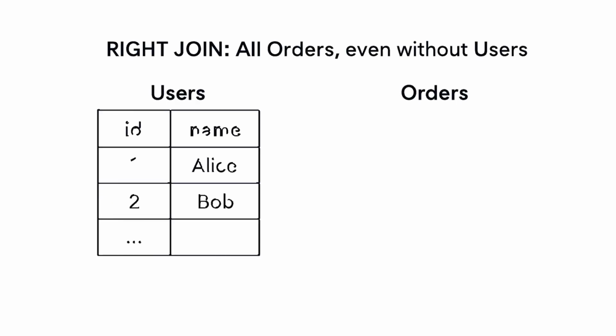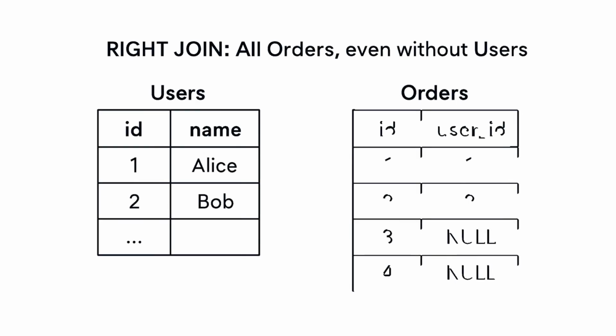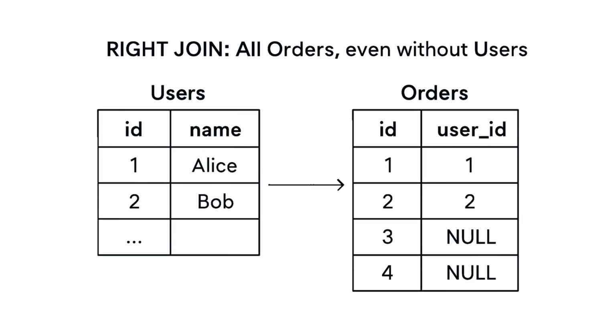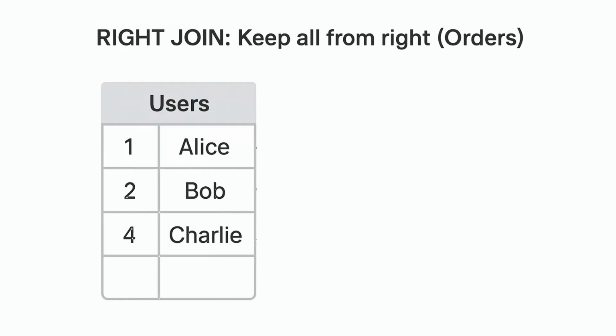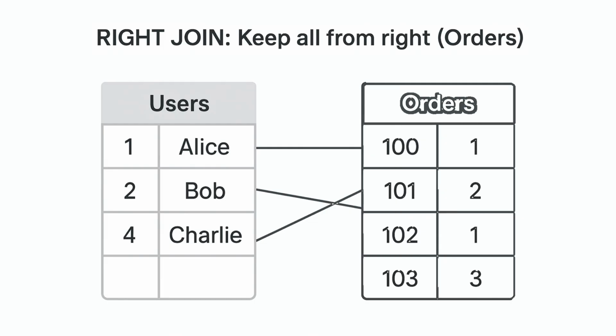A right join is the same idea, but from the other side. From users right join orders means, give me every order, even if we don't have a matching user. You'll see all rows from the right table, orders. Missing users show up as empty values.